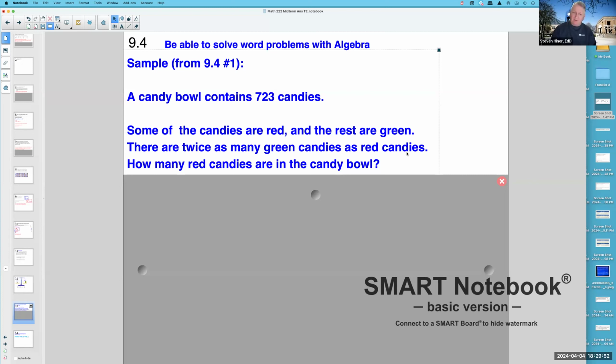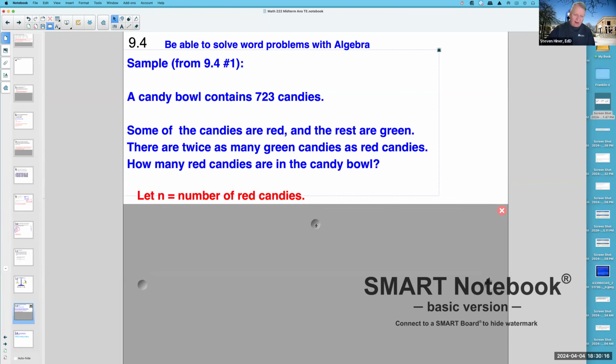So you've got a bunch of information here. You know the total. You know that you have 2 colors, red and green. You know that you have twice as many greens as red. And the bottom line is they're not asking how many greens and reds, they're just asking how many reds. So make sure you, again, read the question and see what they're asking for. How many reds are there? So here's how I would start.